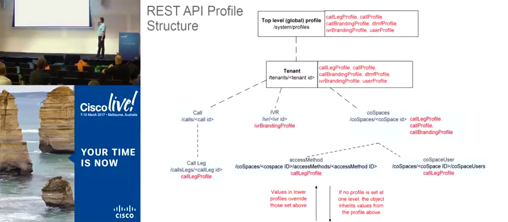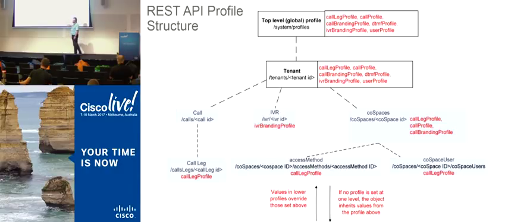Last but not least is, here's the REST API structure. Now you'll notice that we're able to have colleague profiles, DTMF profiles at a top system level, even branding profiles at the top level. And likewise, we could do it at a tenant level, at an IVR and space level. And then right at the very bottom, you'll see access method and co-space users.